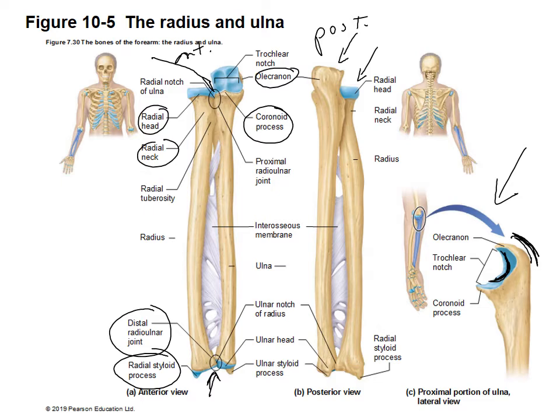Then if you go back to the ulna, here is the ulna. So the trochlear notch, the olecranon and backs, that's your elbow. And then you have this is called the coronoid process. Then you have the radial ulnar joint showing it. That's the proximal end of it. And then there's the distal radial ulnar joint down here.